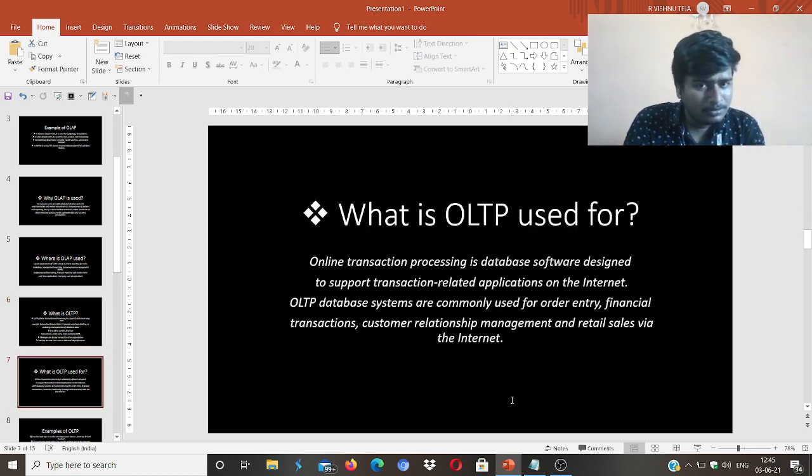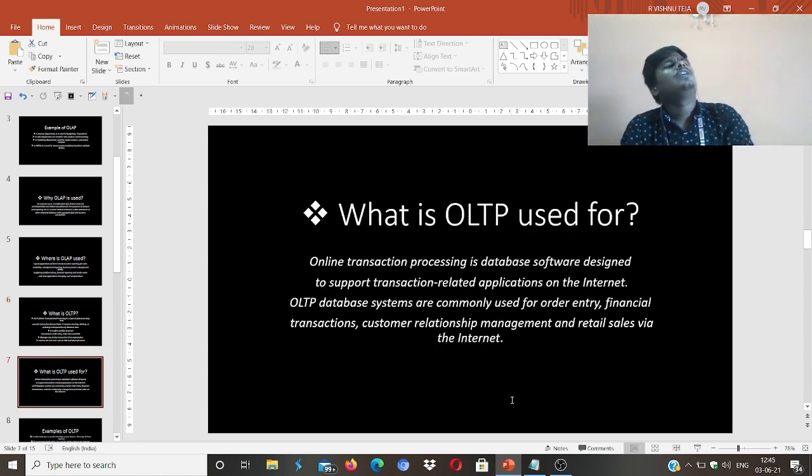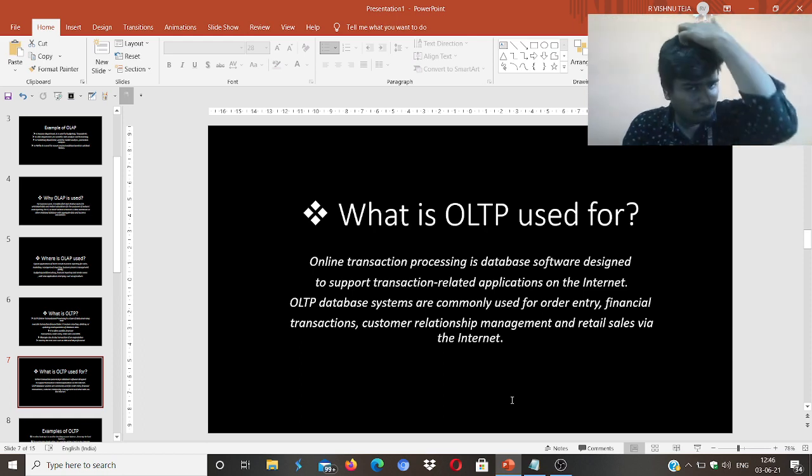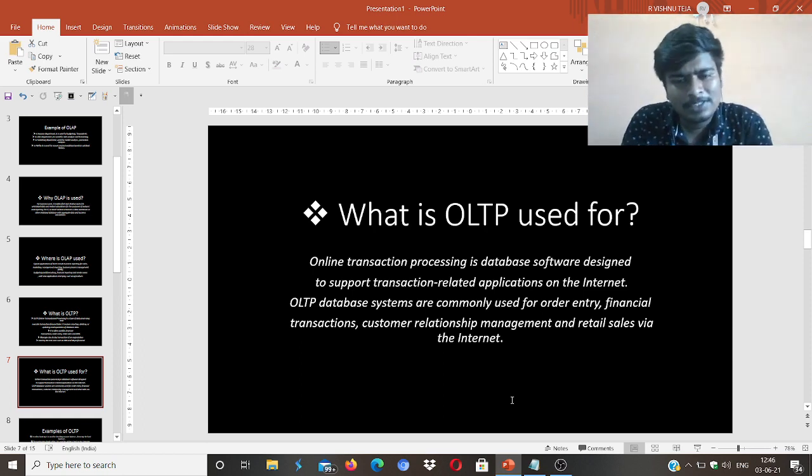What is OLTP used for? OLTP, online transaction processing, is database software designed to support transaction-related applications on the internet. OLTP database systems are commonly used for order entry, financial transactions, customer relationship management, and retail sales via the internet.